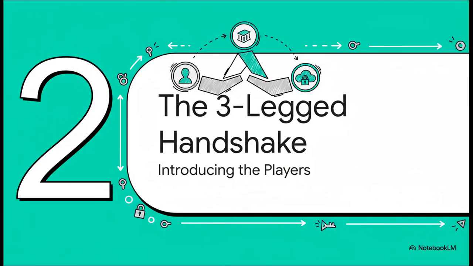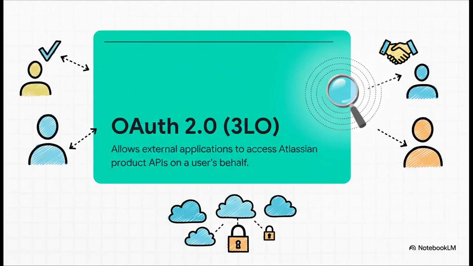Okay, on to our next part, the three-legged handshake. Sounds kind of formal, right? But all it means is that there are three main players in this whole process. Let's meet them. So here's the official definition. It's a standard, which just means a bunch of smart people agreed this is the best way to do it. But look at the really important bits here. On a user's behalf and with their explicit permission. This is huge. The app can't do anything on its own. It's only ever acting for you, the user, and only after you've clearly said, yep, you have my permission.